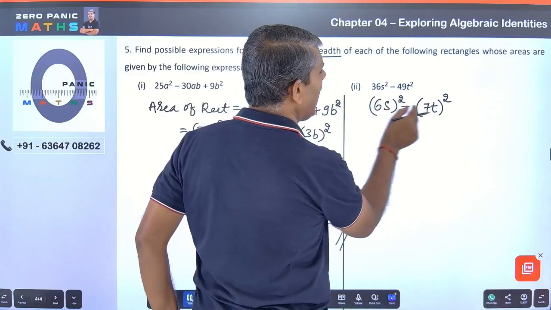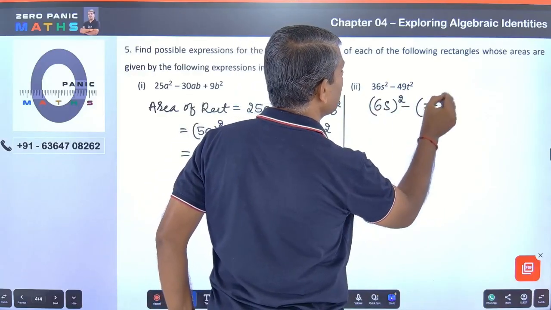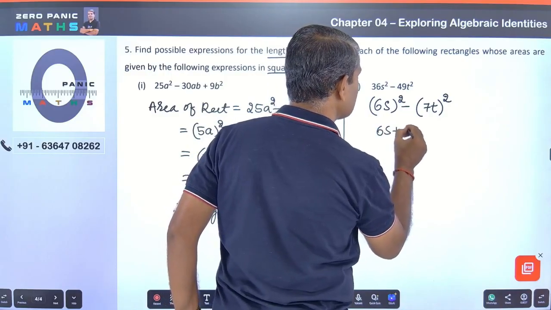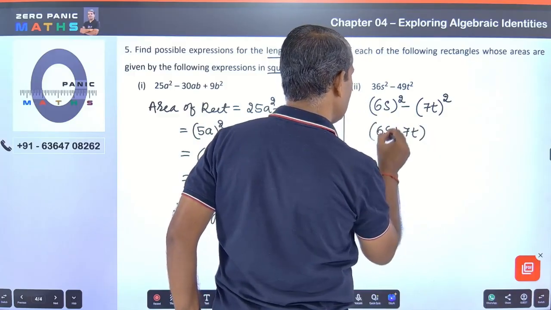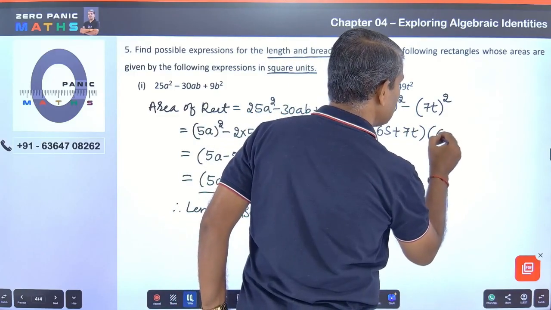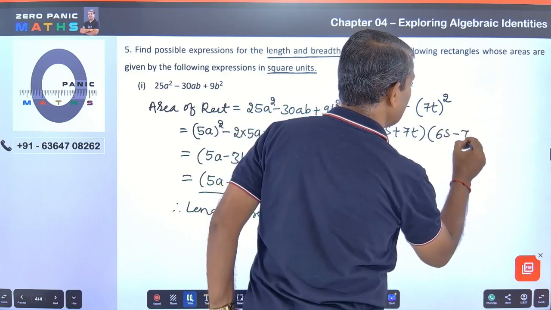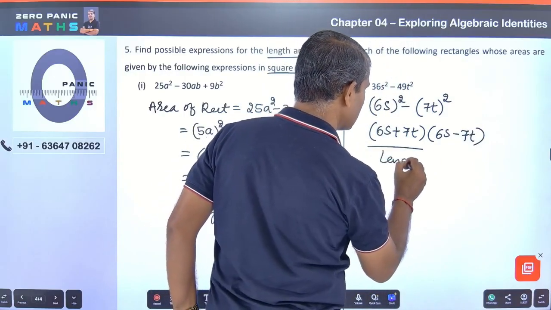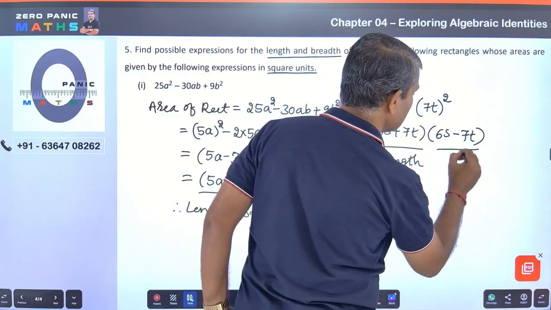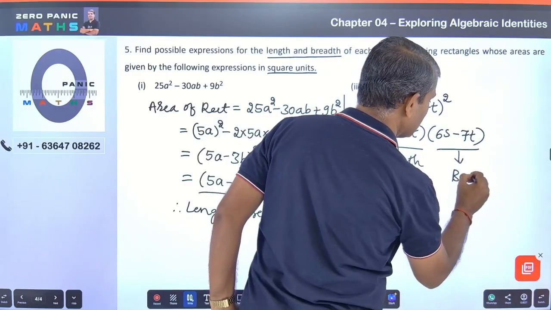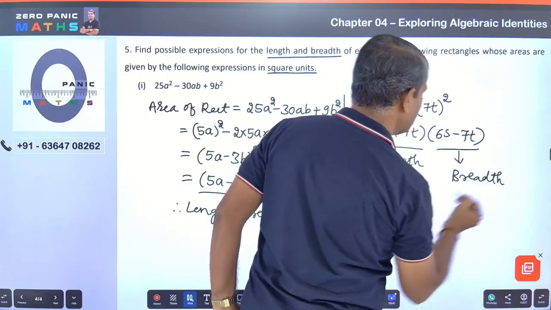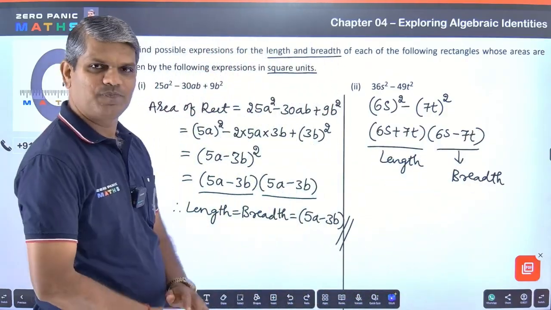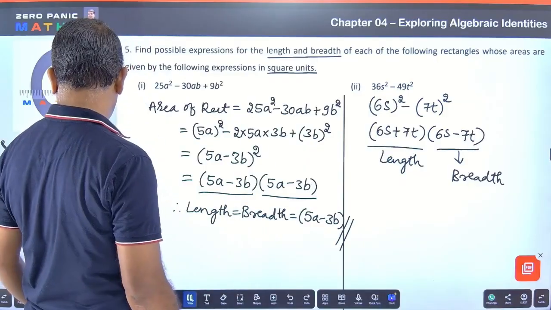So 6s is a, 7t is b, it is a square minus b square, and the formula expands to 6s plus 7t, that is a plus b. Okay, and then 6s minus 7t, that is a minus b. So this is length, you can write it yourself. Okay, this is length and this is breadth. So you have to finally write that one term is length and another term is breadth. That's all. Okay, so it's a simple one.